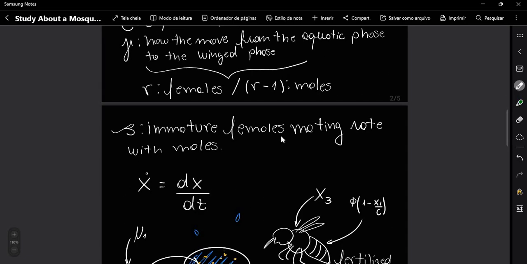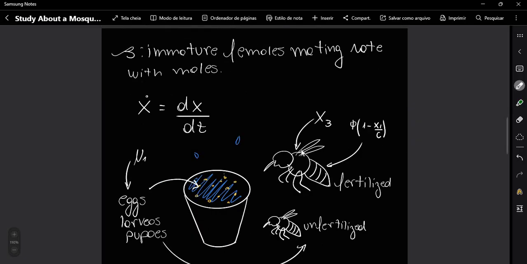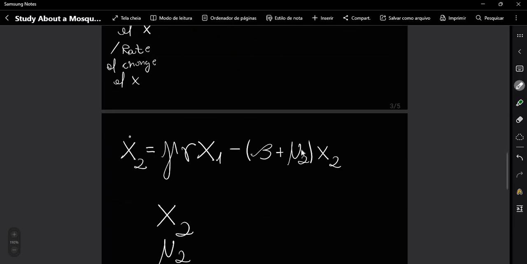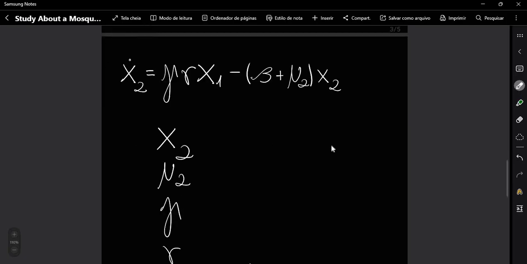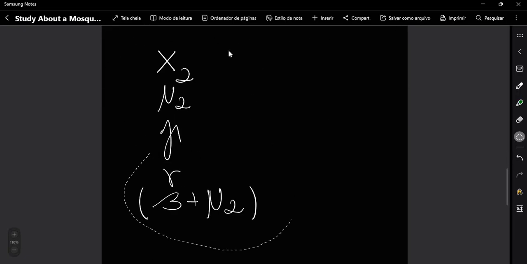So from this density of mosquitoes, which is mated females, some of them can be immature females. So this is why we are multiplying this variable by beta, and beta summing to this rate of mortality. Okay.